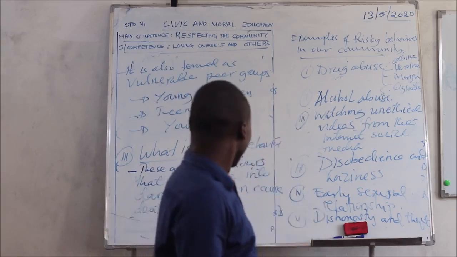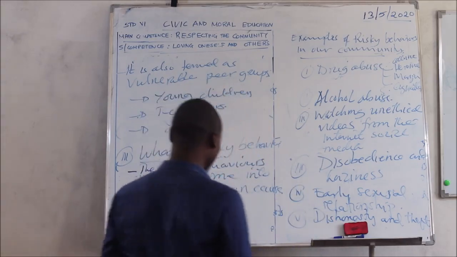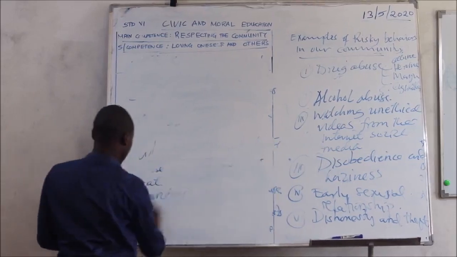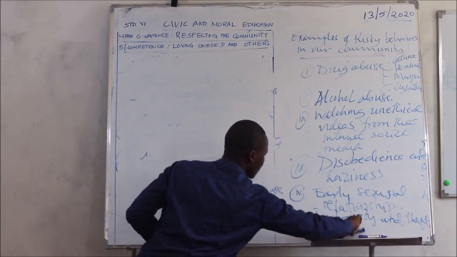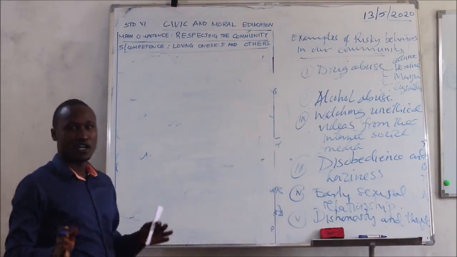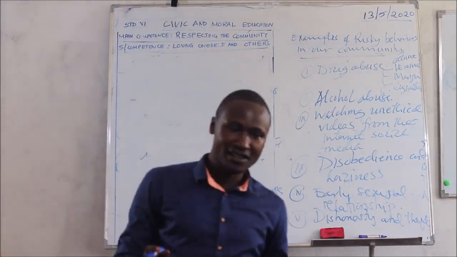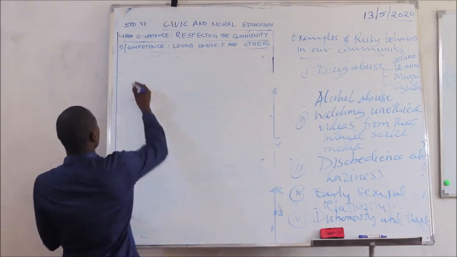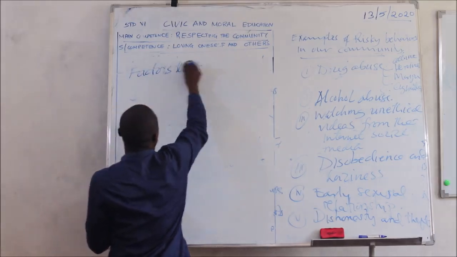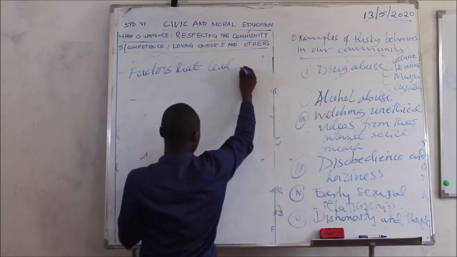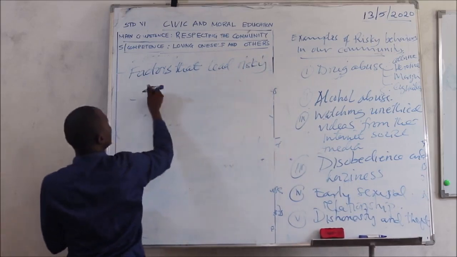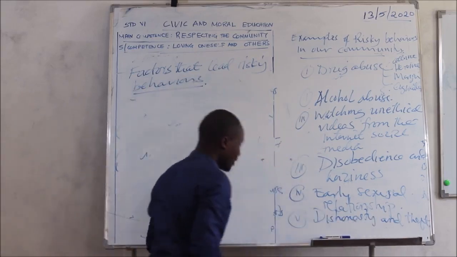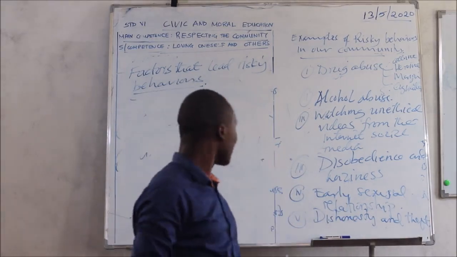Now, before we proceed, these are examples of risky behaviors that you need to analyze to see where you are. Now, you can ask yourself where you are. What are the factors that lead various groups or peer groups to engage in these behaviors? Let us discuss a little bit about the factors that lead to risky behaviors in our societies.